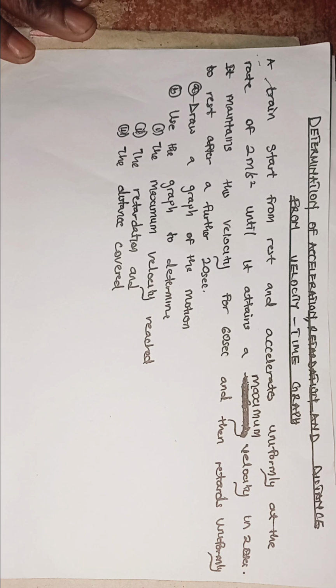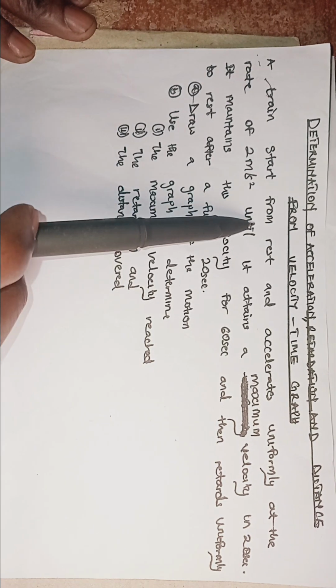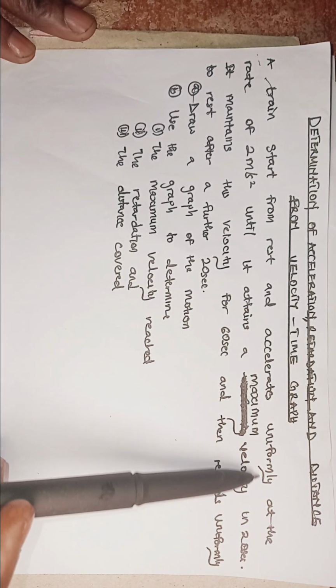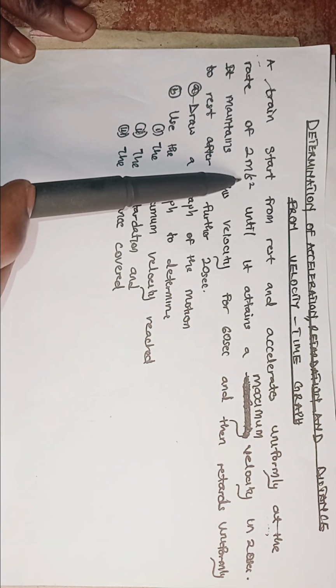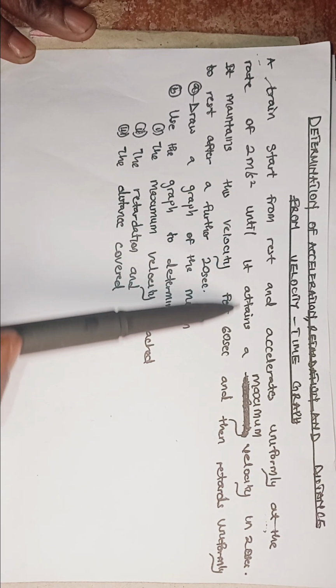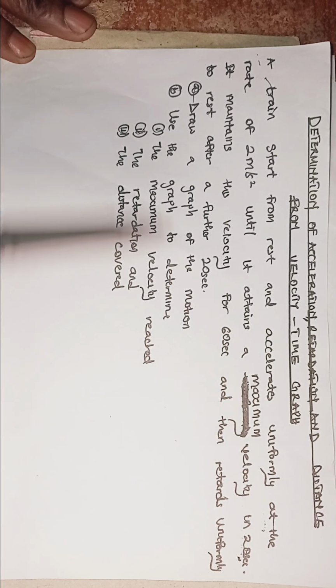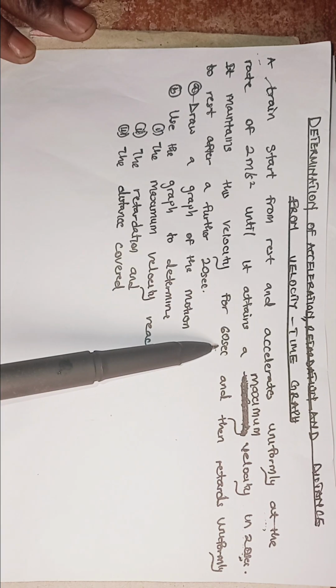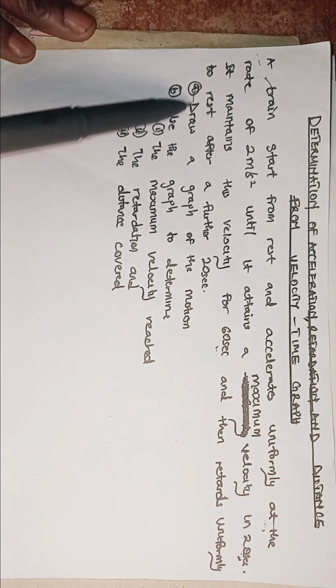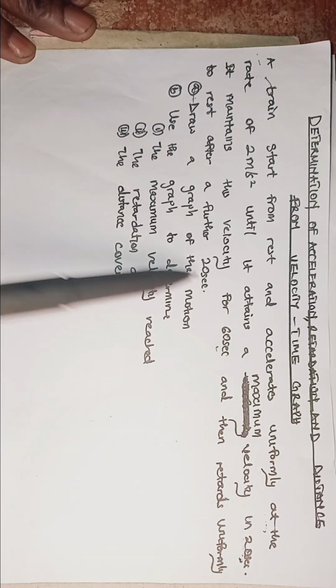In today's video, I will be teaching you guys how to determine the acceleration, retardation, and distance from the velocity-time graph. So we have a question here. The question goes thus: a train starts from rest and accelerates uniformly at a rate of 2 meters per second squared until it attains a maximum velocity in 20 seconds. It maintains this velocity for another 20 seconds and then returns uniformly to rest after a further 20 seconds.